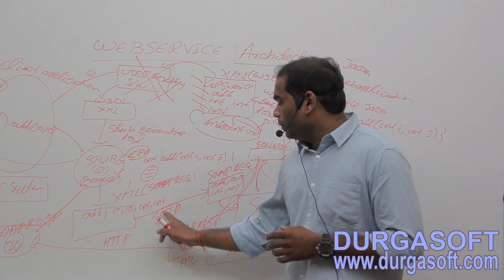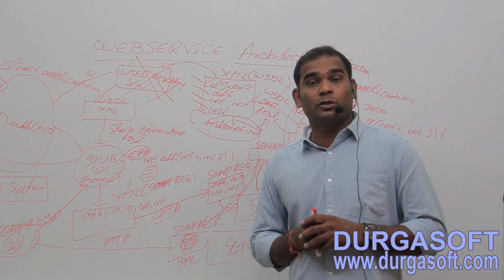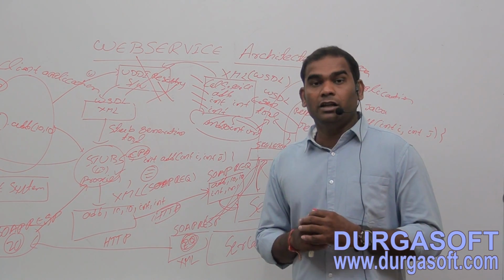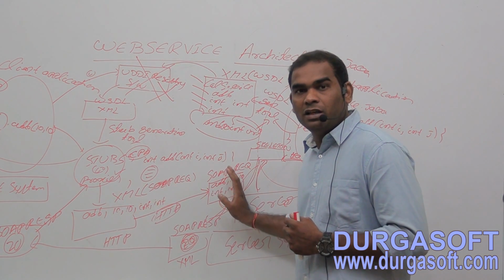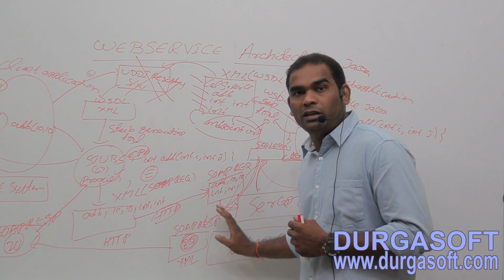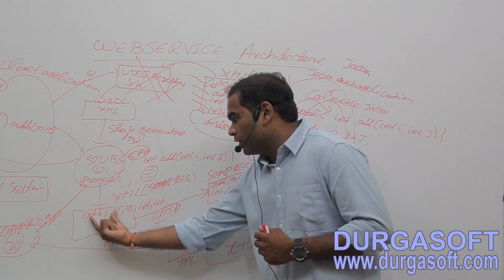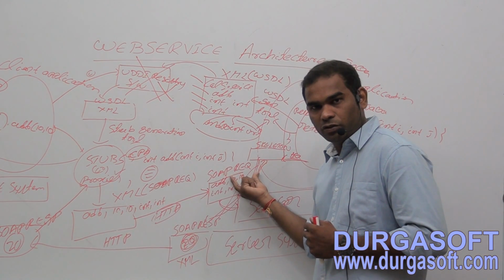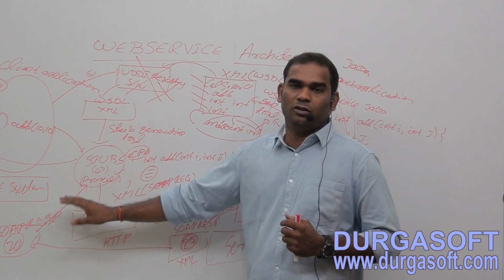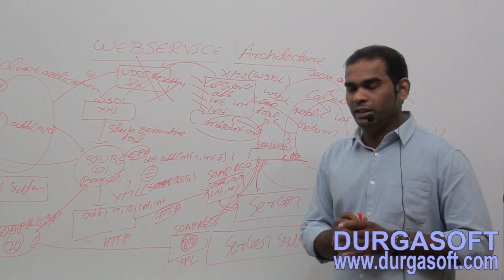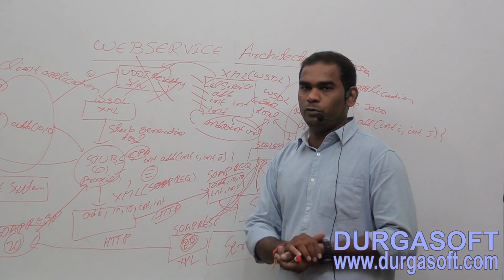HTTP protocol is a transportation protocol. Why can we say that it's a transportation protocol? Because it is moving the SOAP request from the client location to the server location, and the server location to the client location. Meaning HTTP protocol is moving the SOAP request from the client location to the server location. It will move the SOAP response from the server location to the client location. So that's the reason we can say that HTTP protocol is a transportation protocol.